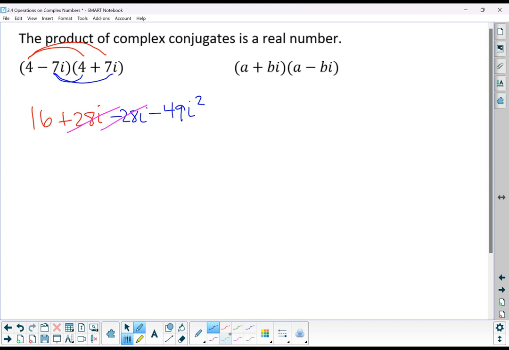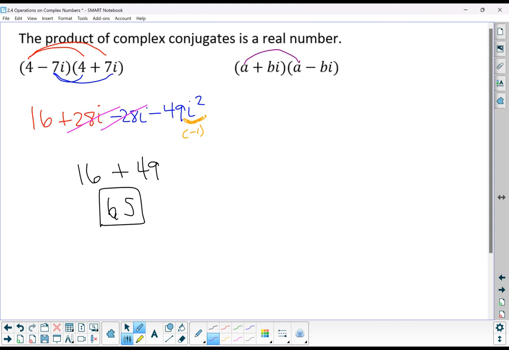And then this guy right here, that's an i squared, which is the same as the real number negative 1. So this actually is 16 plus, oh, sorry, my computer sometimes can't process fast enough. 16 plus 49. That's a real number. That's the real number 65. And it will always be the case that when you multiply a complex number by its complex conjugate, you will get a real number. And you can see it if we even just use an a and a b.